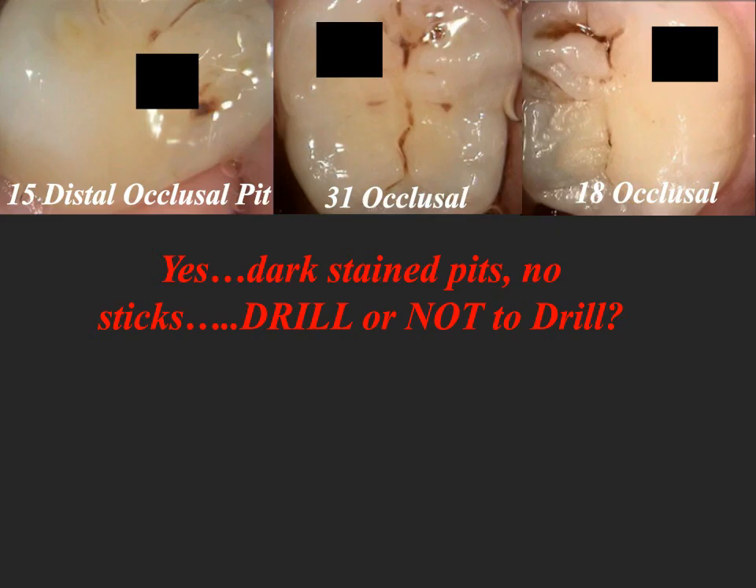So let's take a look at these 3 teeth. Number 15, distal occlusal pit, a 64 reading with the Diagnodent. Number 31 occlusal, 31 with the Diagnodent. And number 18 reads a 38. So based on the diagnosis with Diagnodent, these are all early decalcification lesions. And being above 30, yes, they're dark stains. No, there are no sticks with the explorer. Drill or not to drill? My choice would be early intervention.